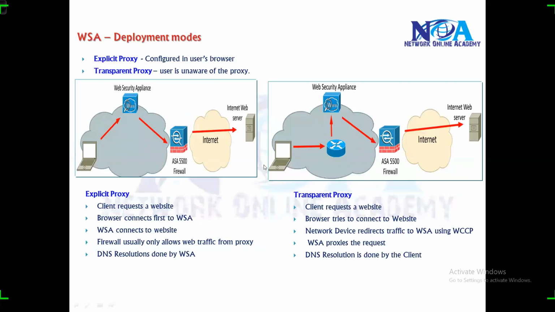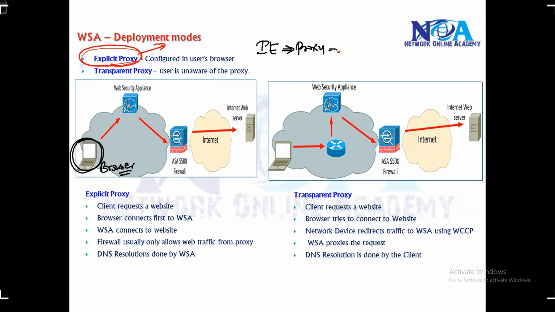So the simple difference between these two is, if you are running in explicit mode, we'll go inside the browser. There are options inside the browser generally. Let's say I'm using Internet Explorer. We'll go to the end device, and in Internet Explorer we have an option of proxy settings. In that, we tell it the IP address of the WSA, let's say 192.168.1.50, and we define that all the web traffic should be proxied to this particular server.